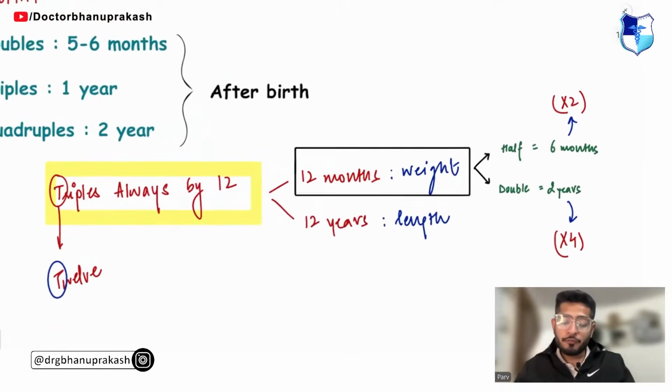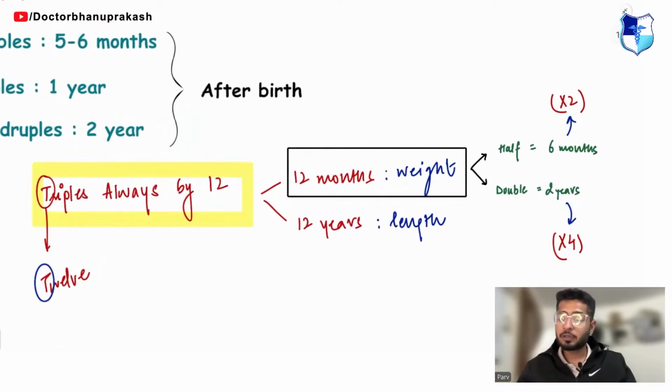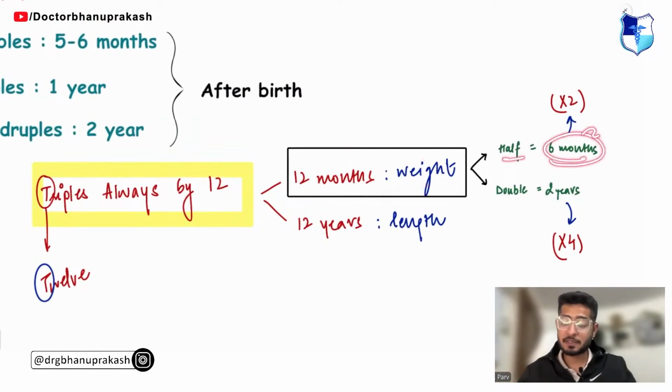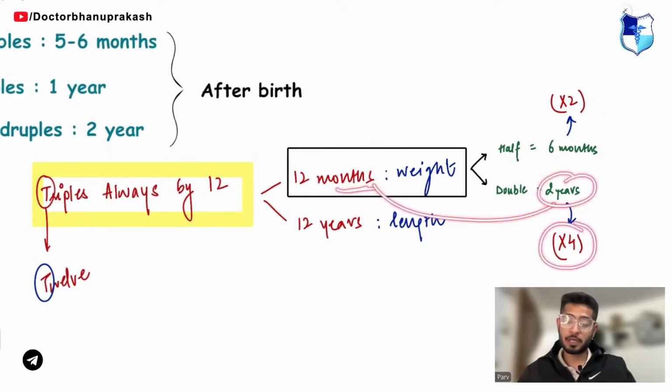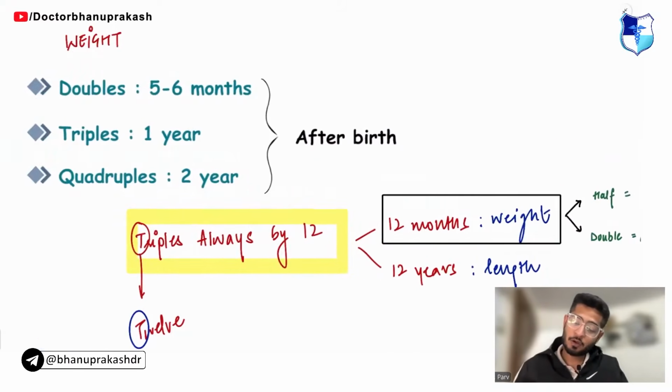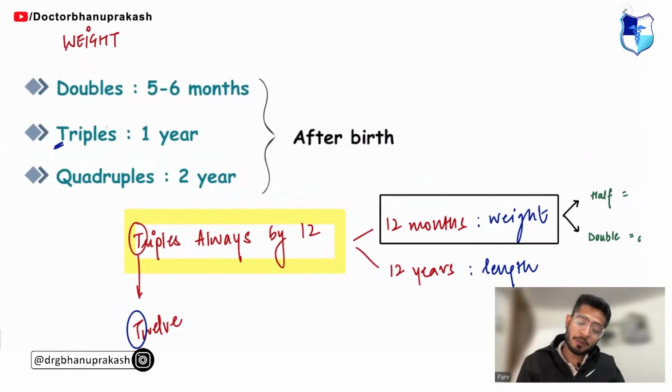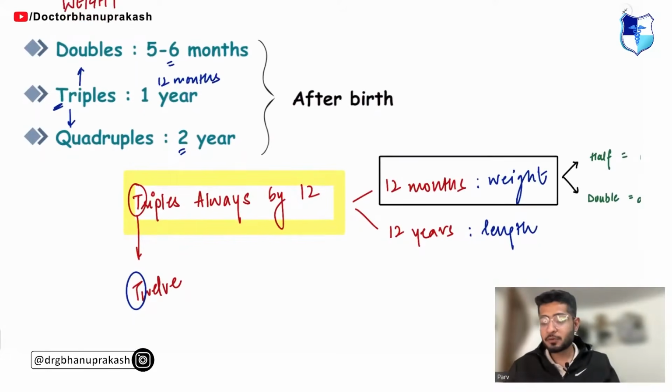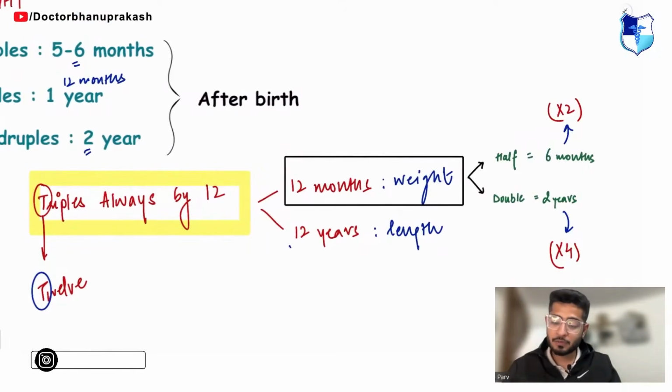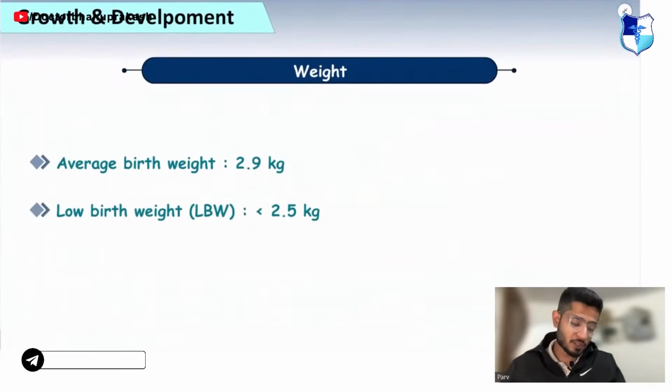Okay, so for weight, you can easily understand now that if weight is tripling in 12 months, then in half, that is 6 months, it is going to double, and in 2 years it is going to be 4 times. So weight is going to triple in 12 months, quadruple in 2 years and double in 5 to 6 months. And length is going to get tripled in 12 years.